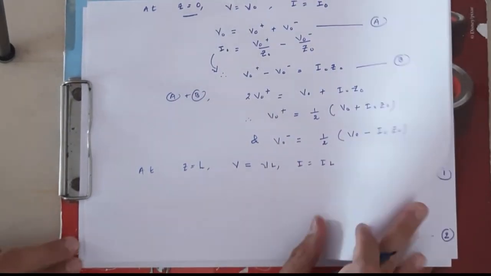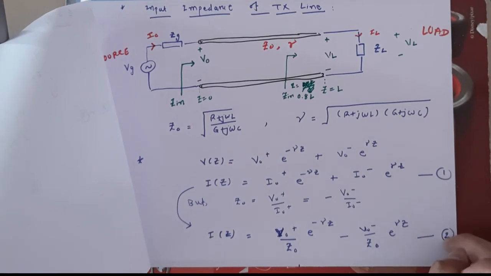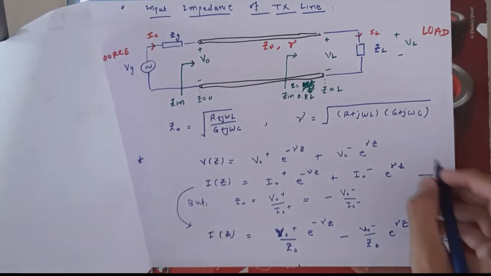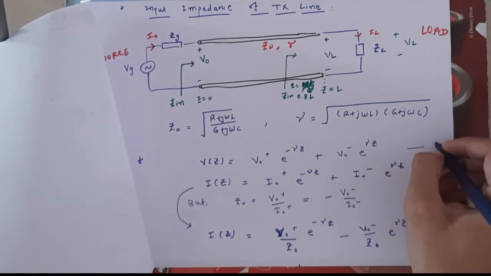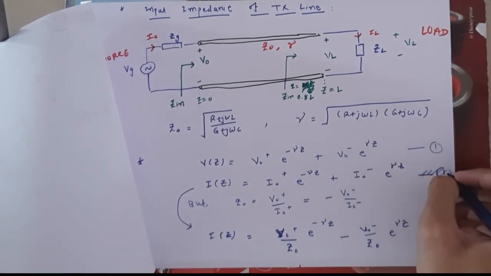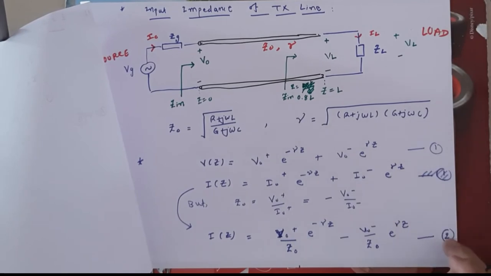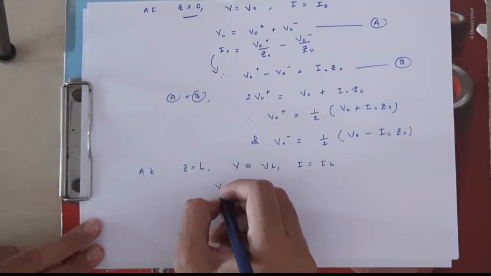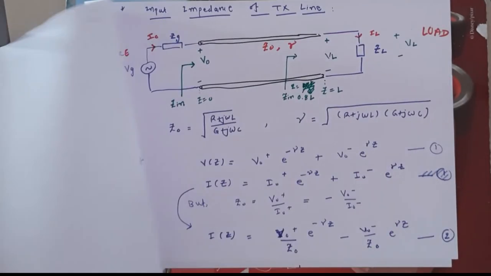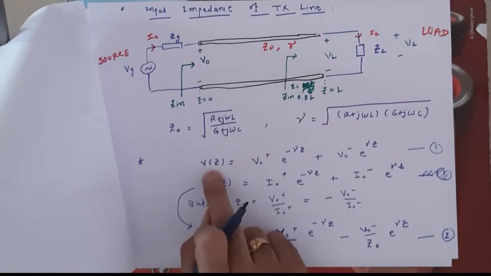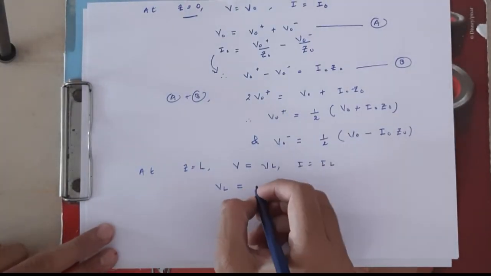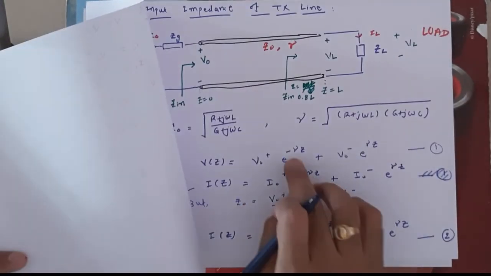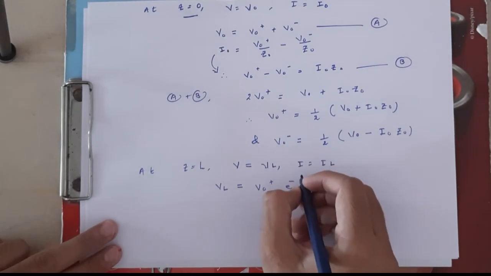Now put this value into equation 1 and equation 2. See, this one is my equation one. I have to put this value in equation one and equation two. So VL is equal to V of Z at Z is equal to L. It is VL is equal to V0 plus e raised to minus gamma Z, but Z is L.